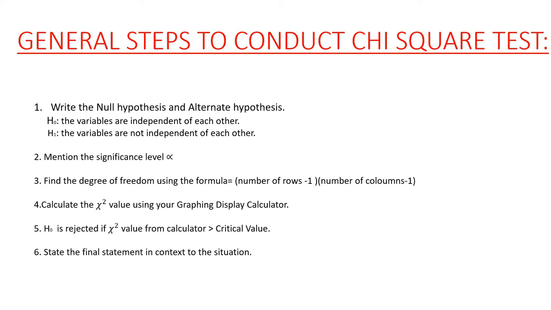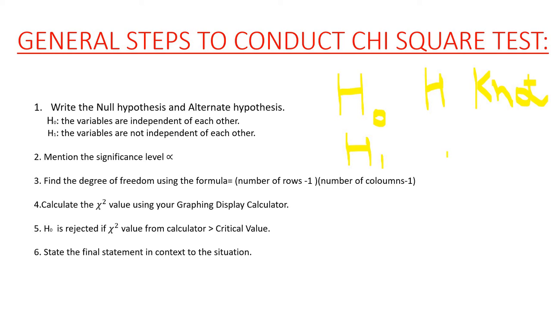H with the subscript at the bottom is the representation for null hypothesis, read as H naught. So H naught here says that the variables are independent of each other. Then we have the alternate hypothesis. Alternate hypothesis is H1. That would here stand for that the variables are not independent of each other.